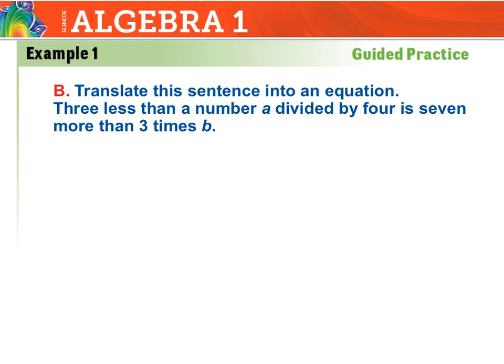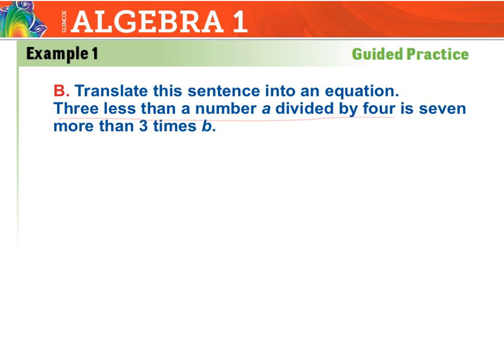Okay, translate this sentence into an equation. 3 less than a number A divided by 4 is 7 more than 3 times B. This is a really, really tough one. All right, so read that first sentence. Here we go. 3 less than a number A divided by 4.